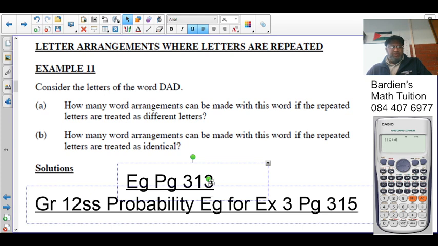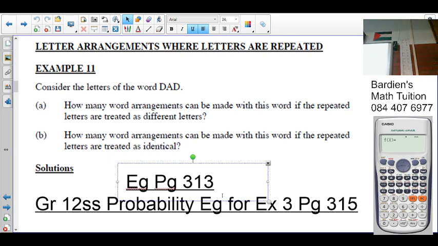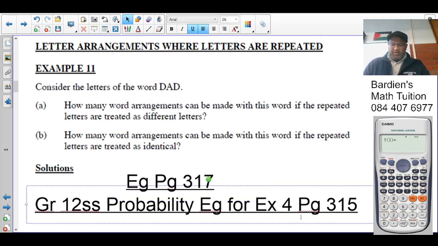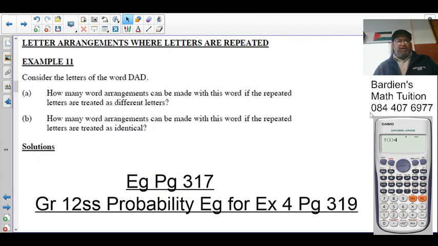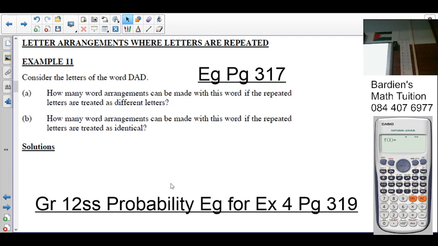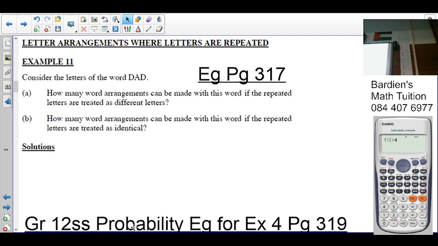So this example 11 is on page 317, correct? And the exercise 4 is on page 319. Okay, so today we're going to look at letter arrangements where the letters are repeated. It says, consider the letters of the word dad. So we have the D being repeated here. How many word arrangements can be made with the word if the repeated letters are treated as different letters?